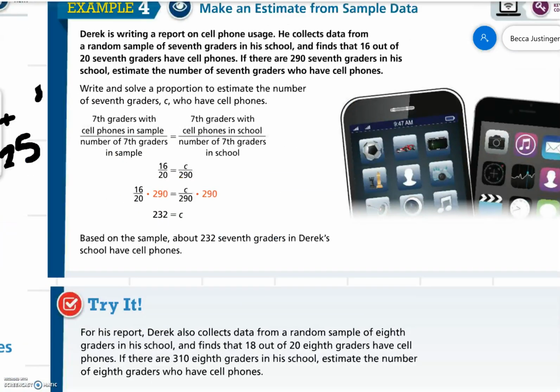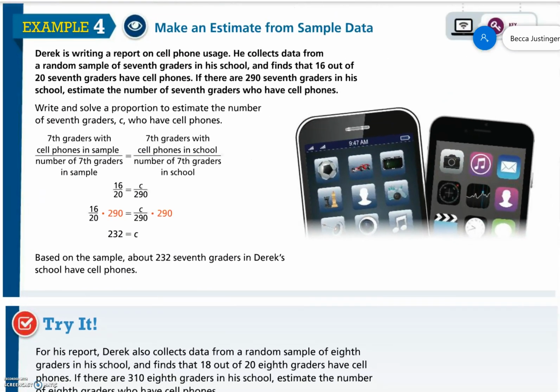Example number 4 on the next page. Make an estimate from sample data. Derek is writing a report on cell phone usage. He collects data from a random sample of 7th graders in his school, and he finds that 16 out of 20 7th graders have cell phones. If there are 290 7th graders in his school, estimate the number of 7th graders who have cell phones.